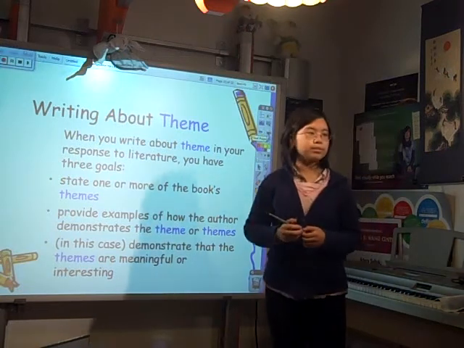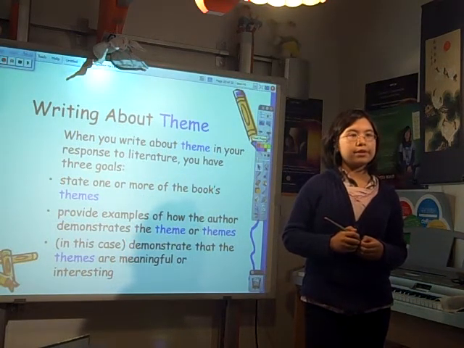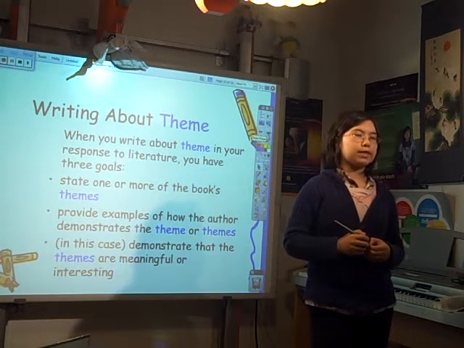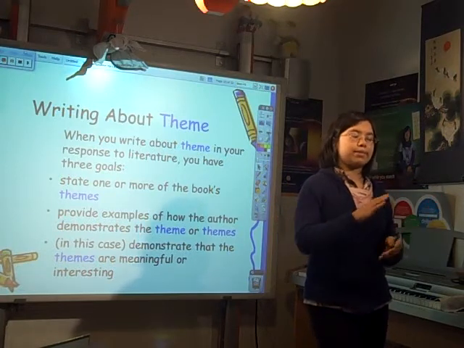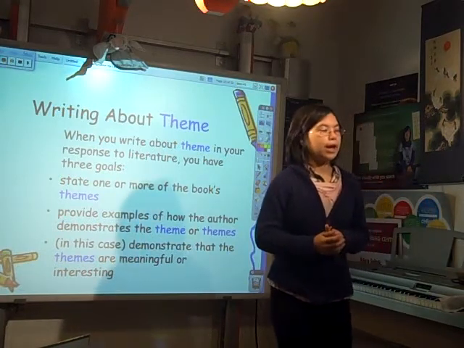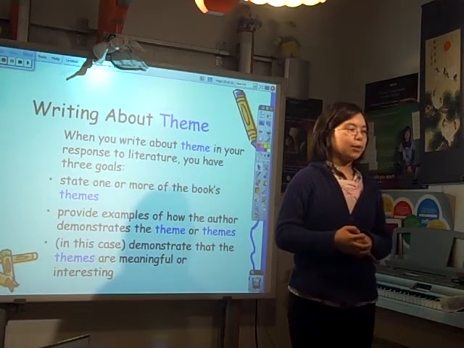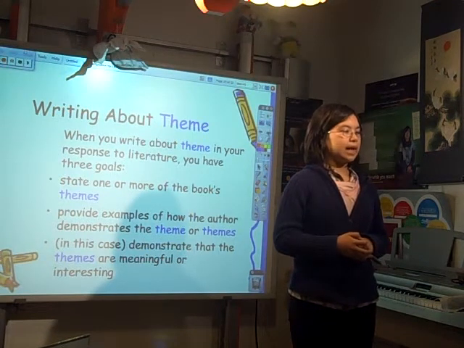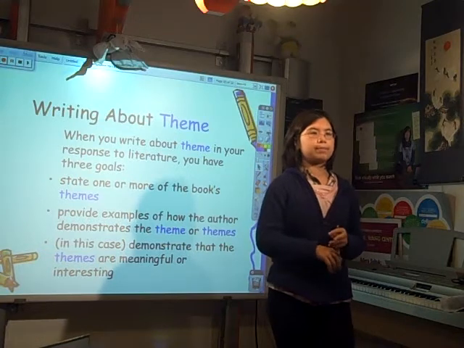So here are some tips for writing about theme. When you write about theme in your response to literature, you have 3 goals. State 1 or more of the book's themes. So usually there will be 1 or 2 really important themes that tie the whole book together. And then there might be some littler themes along the way. Provide examples of how the author demonstrates the theme or themes. And in this case, demonstrate that the themes are meaningful or interesting. So what makes them so special?